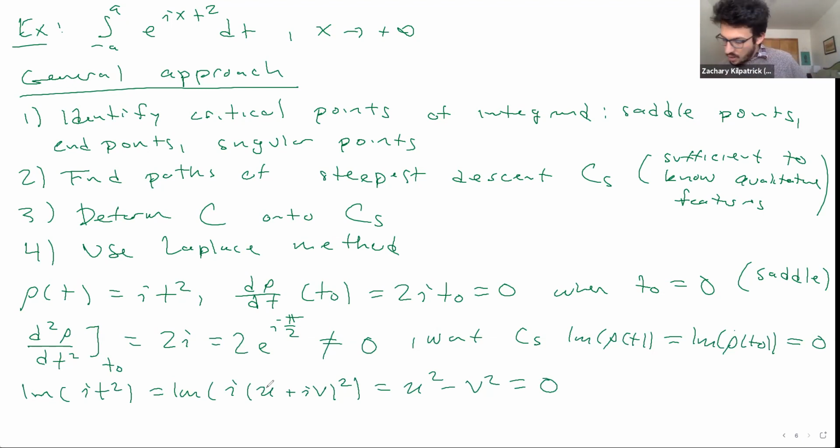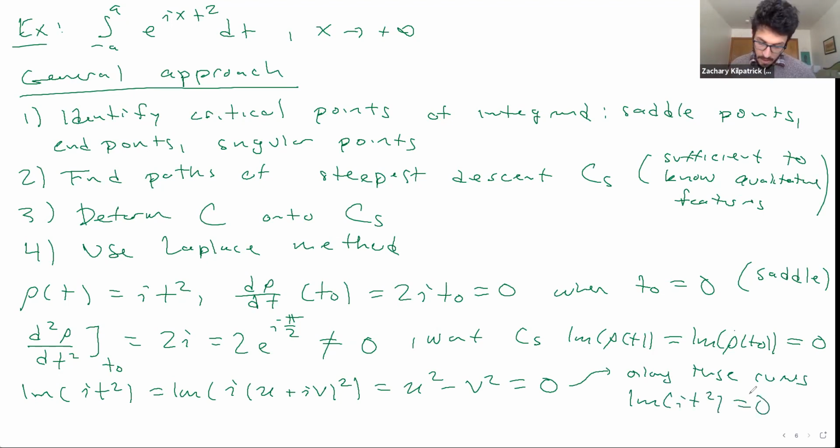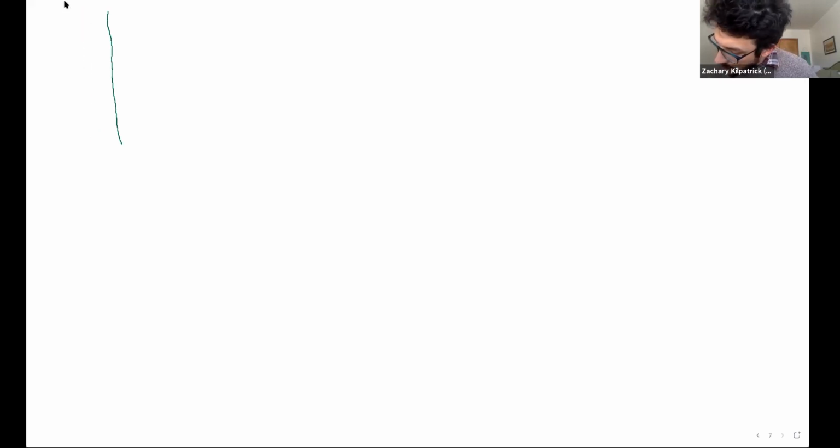Okay. So along these curves, the imaginary part of i t squared is equal to 0. So we can draw this out, and then we see essentially how we cut through with these contours in order to exploit steepest descent or the saddle point. So let me draw this now.